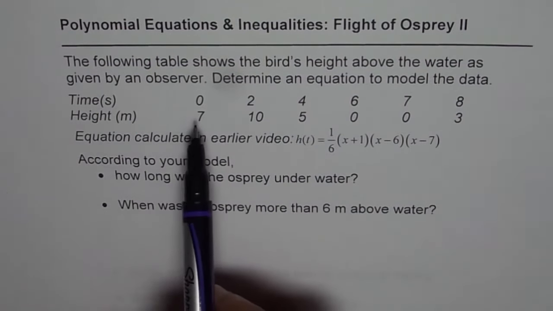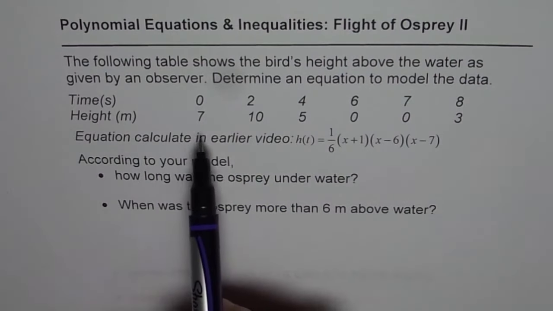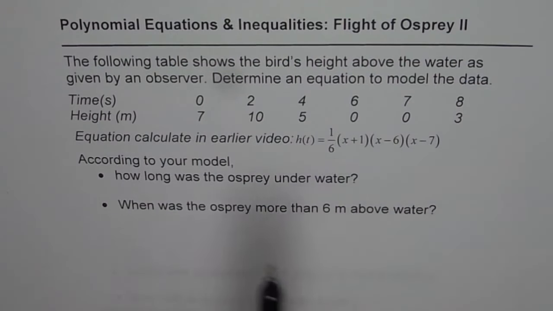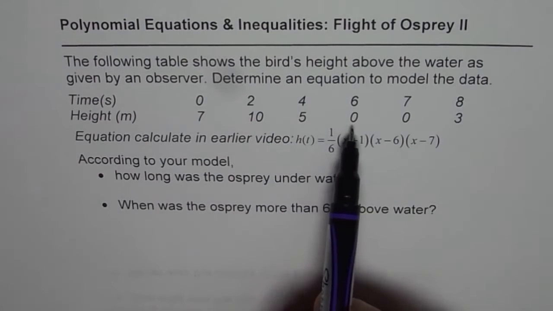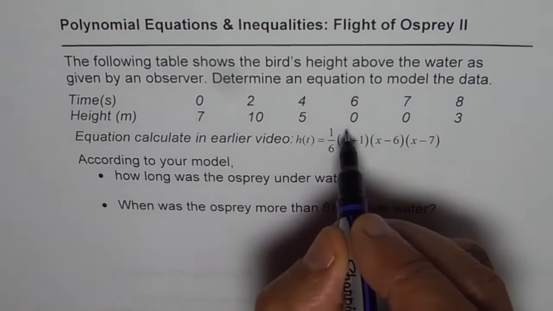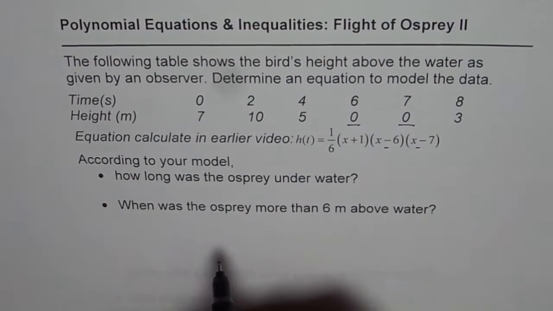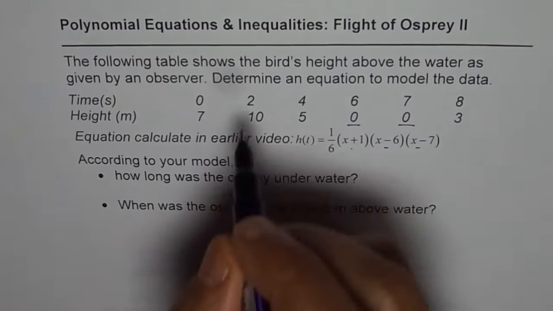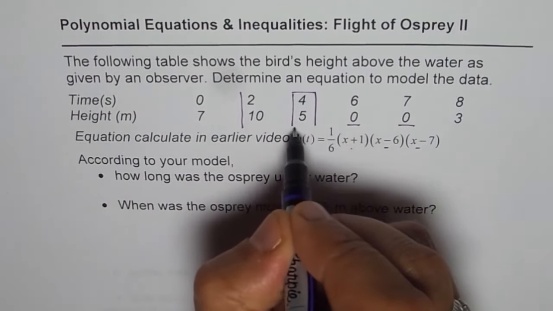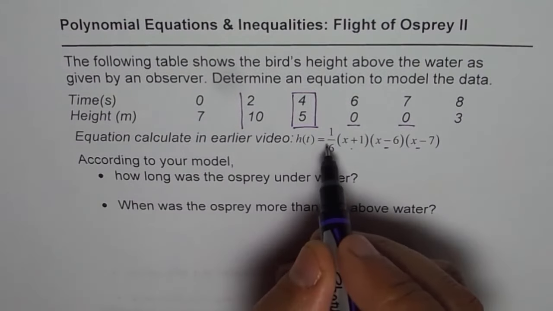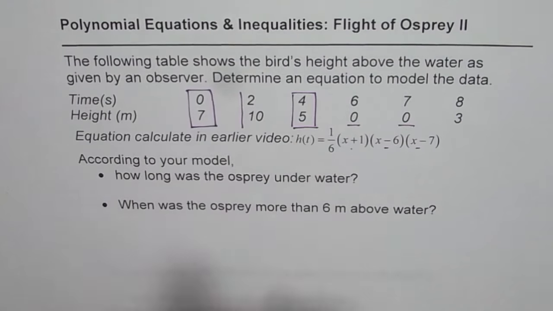So the data given to us was time 0, 2, 4, 6, 7, and 8, and height was 7, 10, 5, 0, 0, 3. In the previous video, we found the equation from the data. The points which we used were these 2 x-intercepts, giving rise to these 2 factors. The third factor we found with the help of using another point, and we utilized 4, 5 to find the value of A. We also utilized 0, 7, the y-intercept.